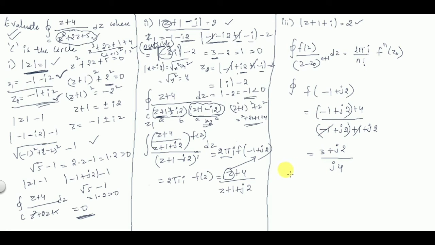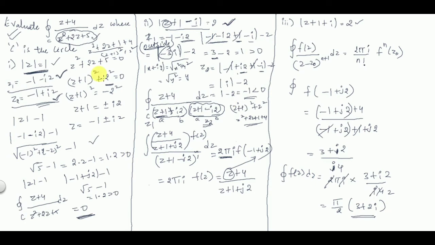So therefore the integral of f of z dz is equal to 2 pi I, so this 2 pi I I am writing as it is, into 3 plus j2 divided by j4. So this I and this I get cancelled, 2 ones are 2, 2 twos are 4, so what you'll get is pi by 2 into (3 plus 2I). Okay, so this is the answer for this corresponding contour.